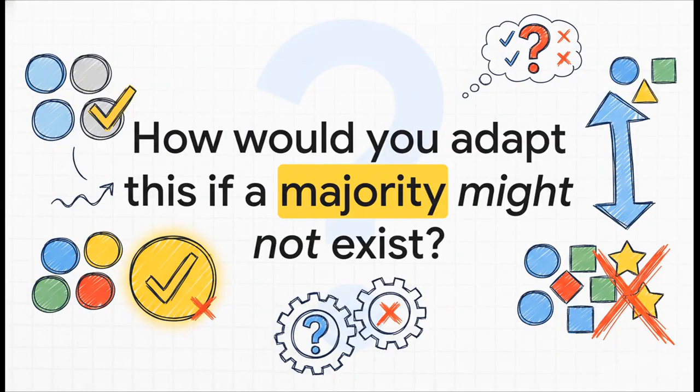And that brings us to a final, really important thought. This algorithm is so great because we were promised a majority exists. But what if that guarantee wasn't there? What if a majority might not exist? The algorithm would still give you a candidate at the end, but it might not be the real winner. So how would you change it? How would you adapt this to verify the result?